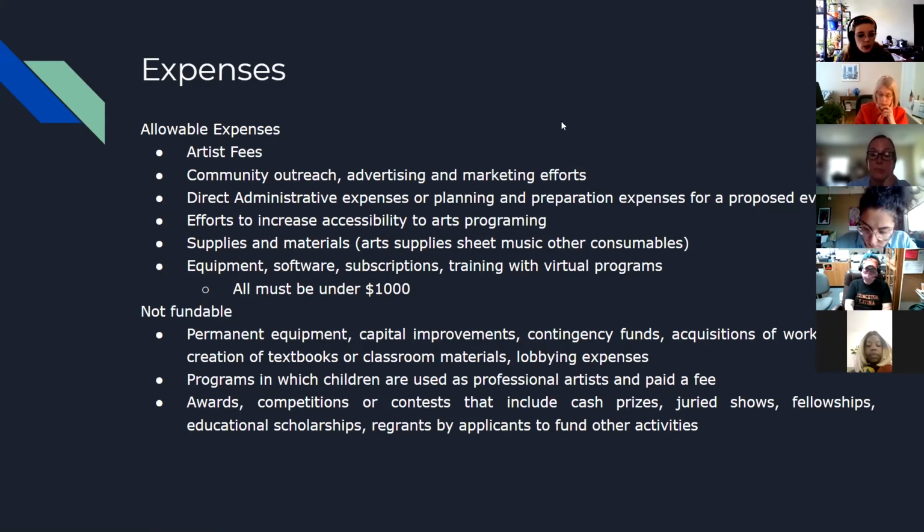Things that are not fundable would be permanent equipment or capital improvements. Contingency funds or acquisitions of work, programs where children are used as professional artists and paid a fee. That can get into labor laws. You don't want to touch that. You can have children in your shows if you're doing, for example, a theater performance. They can just not be paid. Or awards or competitions that have a cash prize, juried shows, or educational scholarships, or regrants. So you're taking the money that we fund you and creating a different grant that you are then using with it.